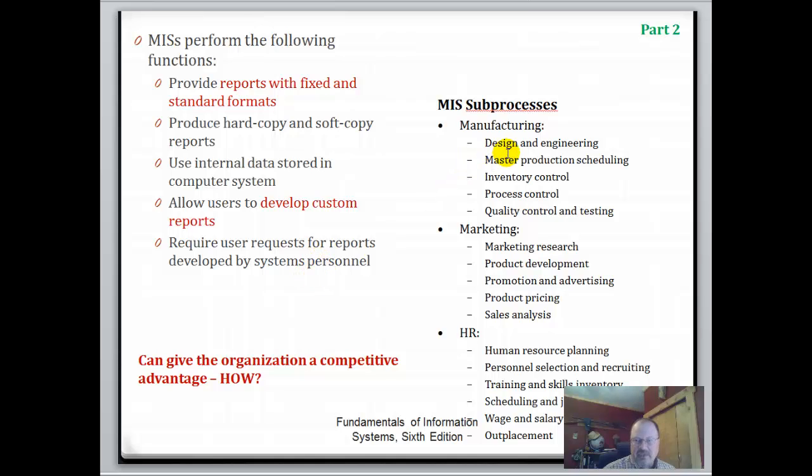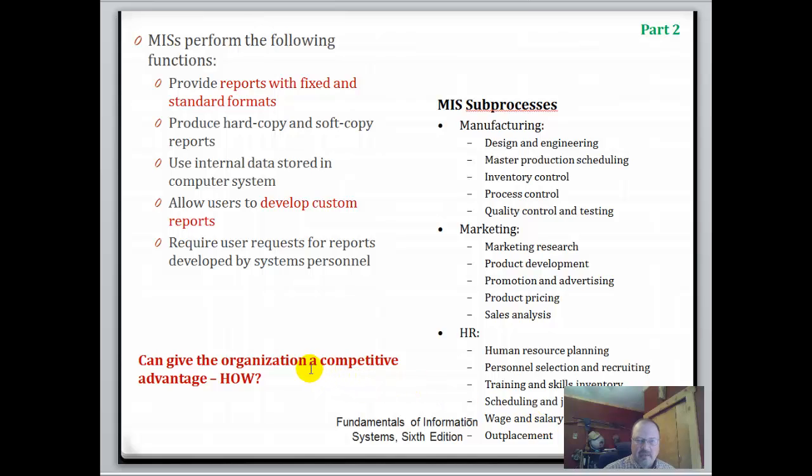Now, some of the sub-processes that you might see with the MIS: manufacturing, master production scheduling, inventory control. In marketing, you have marketing research, what items are trending, that kind of thing. With HR, you have human resource planning, personnel selection, and recruiting. NeoGov is an example of a particular kind of service that acts as an MIS sort of service for HR. That's a stretch, but it can be used as an example. And then for HR, scheduling and job placement, wage and salary administration.